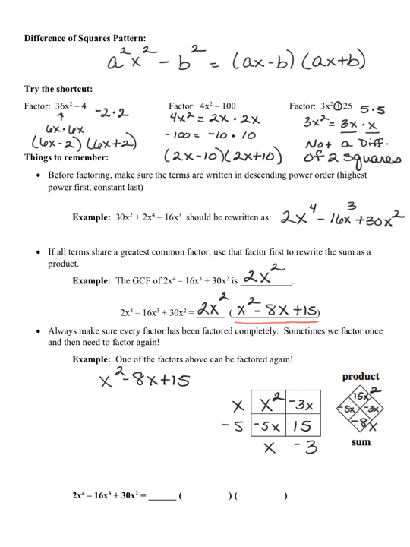After completing my area model and finding the dimensions of my rectangle, I can see that the expression 2x to the fourth minus 16x cubed plus 30x squared has the factors 2x squared times x minus 5 times x minus 3.